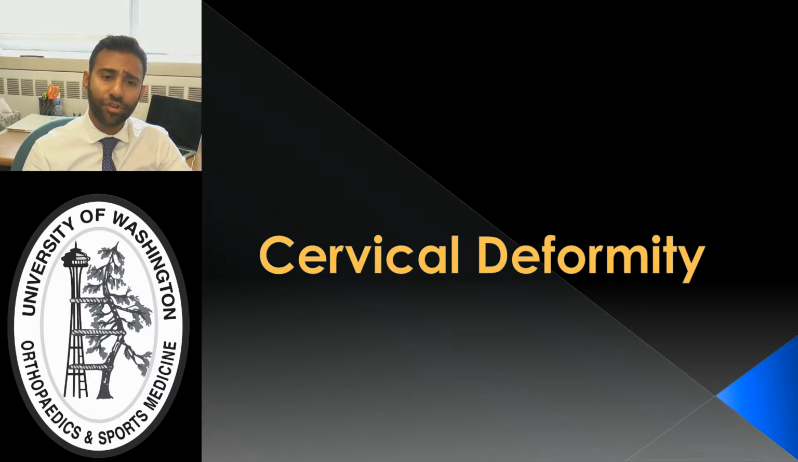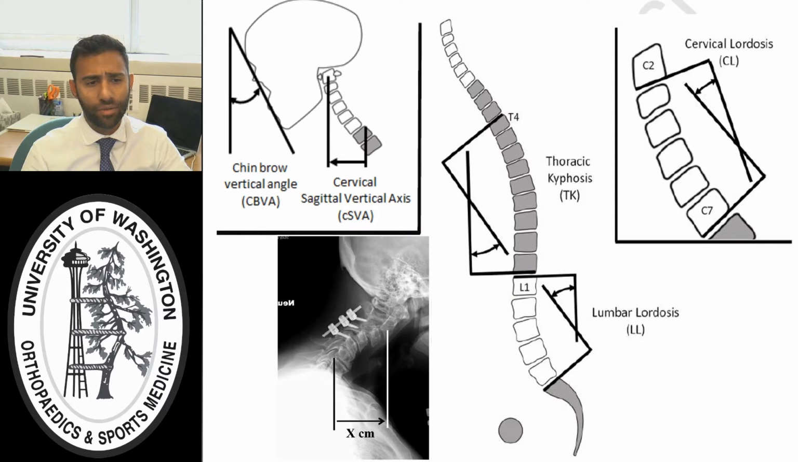When looking at cervical deformity, there's a new innovative classification system that's been developing. It looks at the chin-brow angle and the cervical sagittal vertical axis, or basically how far forward the head is as compared to the T1 vertebrae.